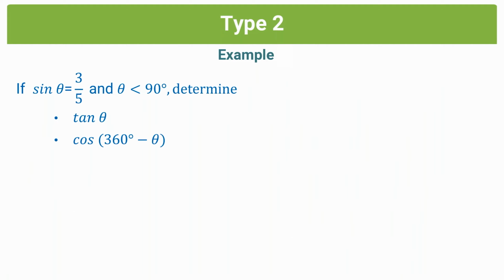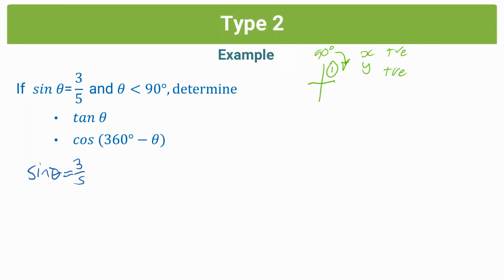So for example 9, we are told that sine theta equals 3 over 5 and theta is less than 90 degrees. So let's start with step 1. Step 1 is already done for us. We're already in the form trig function equals number, because sine theta equals 3 over 5, right? And our restriction is quite easy, because we're told that theta is less than 90 degrees.